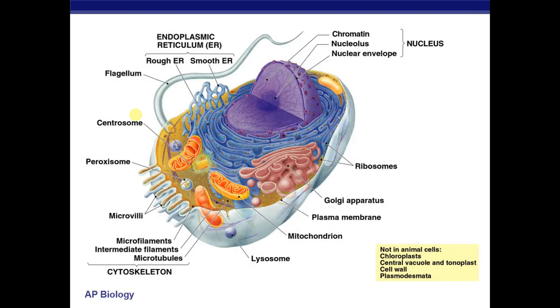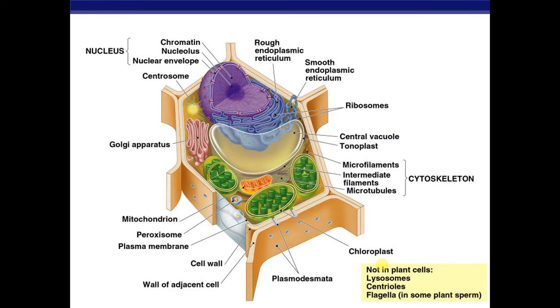Here's an animal cell, and you'll notice that it doesn't have things like chloroplasts or a cell wall or a central vacuole. These are things that we'll talk about when we talk about the structures of eukaryotic cells. And here's a plant cell that you see doesn't have lysosomes or centrioles or flagella that animal cells do, and we'll learn more about what each of these organelles do in our next video.